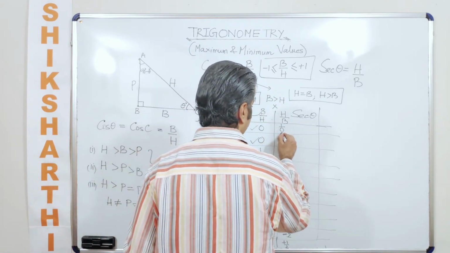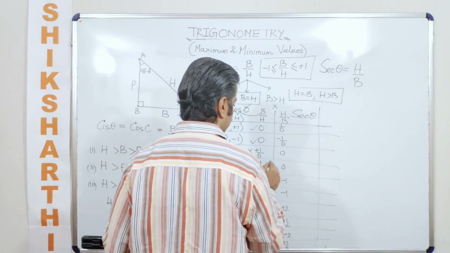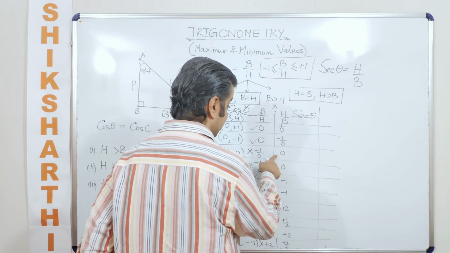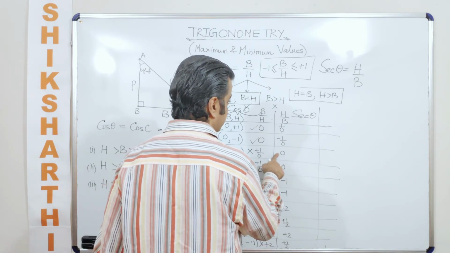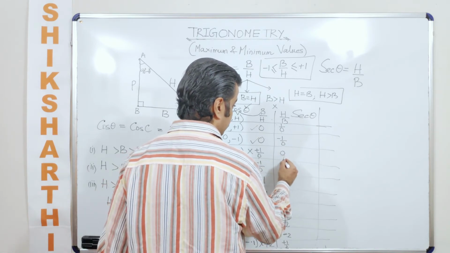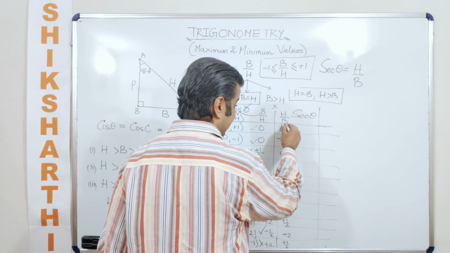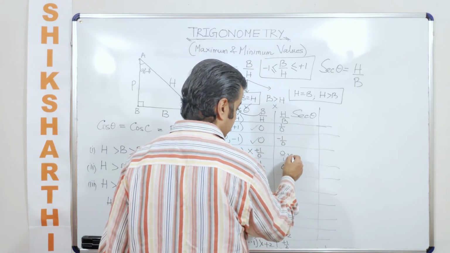1 by 0, can we take this? We'll just come back to this in a few minutes. Can we take this value? So when you are saying 0, you are saying 0 upon 1, wherein the hypotenuse is lesser than the base. You can't take this value.